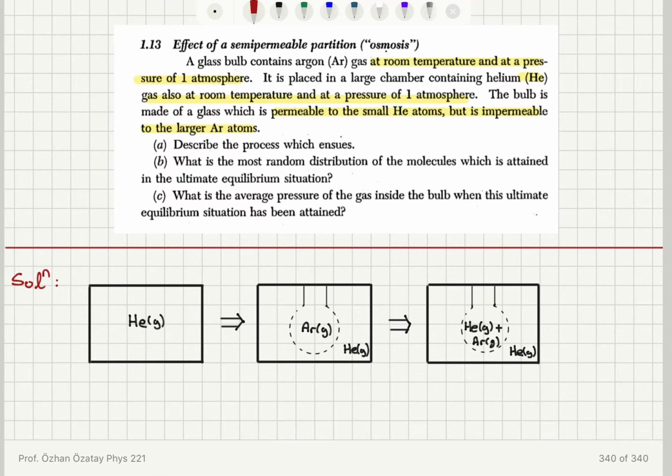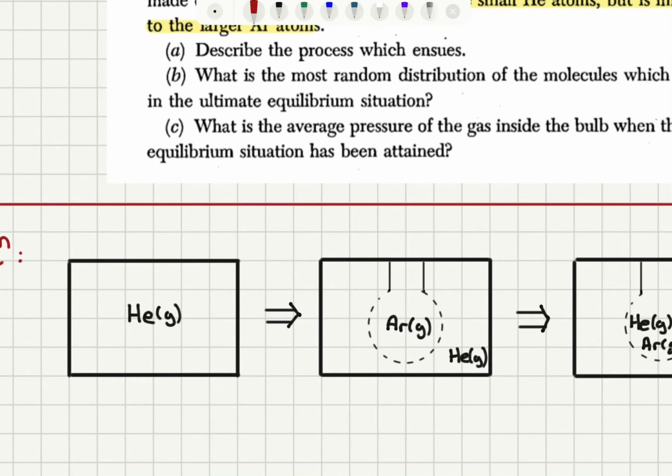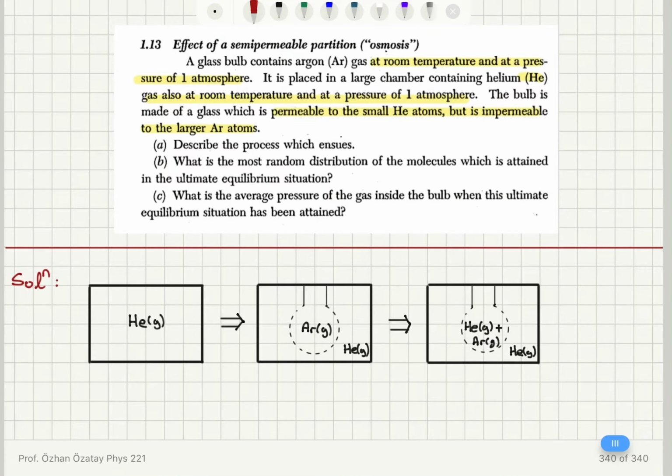So let's look at the scenario here. We have a chamber that contains helium. We insert a glass bulb which contains argon, and helium and argon are at a temperature of 300 Kelvin, room temperature. So we have room temperature here and also room temperature here in the bulb, and the pressure is 1 atmosphere, and here the initial pressure is 1 atmosphere.